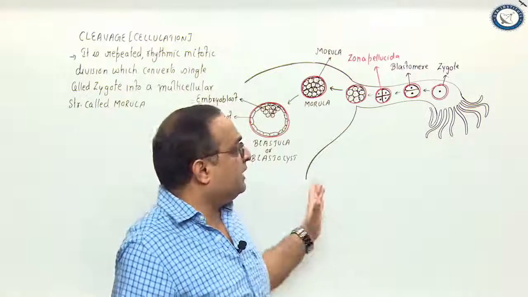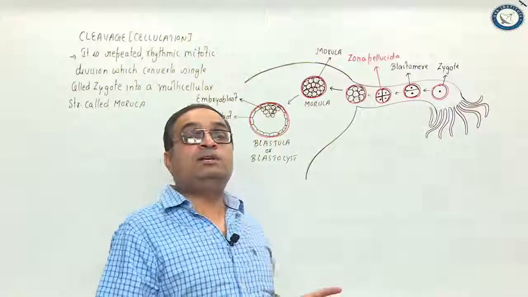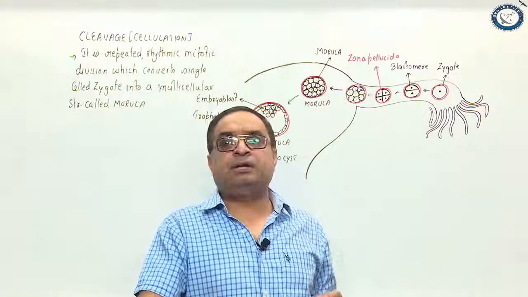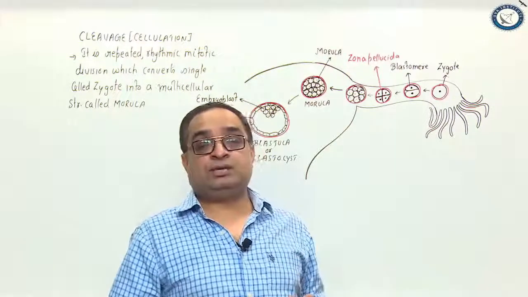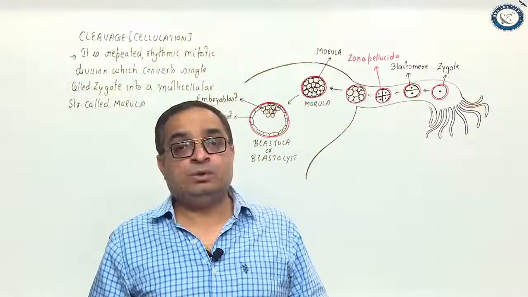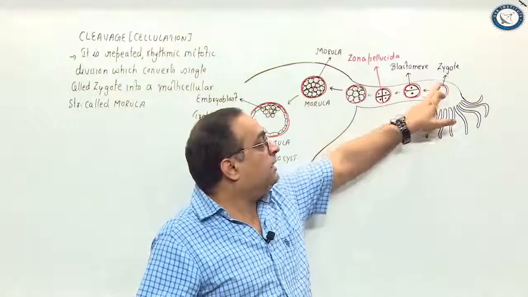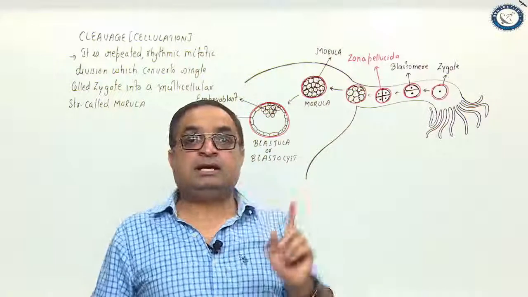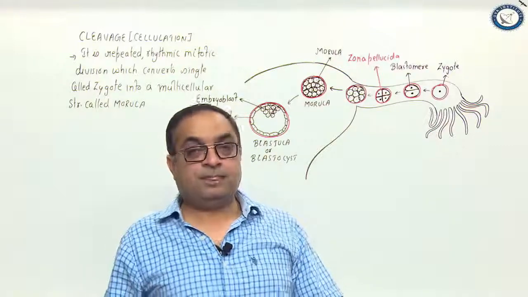As we can see in this diagram, fertilization occurs in the ampulla region of the fallopian tube, more precisely at the ampullary isthmic junction. As a result of fertilization, a single-celled diploid structure called zygote is formed. Here I have shown the zygote. With the red color, we have shown the zona pellucida. The zona pellucida layer surrounds the fertilized egg or the zygote.